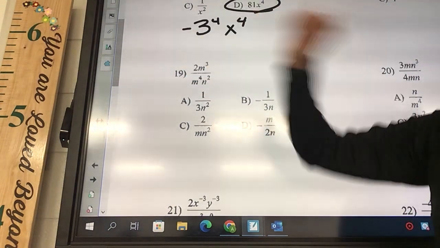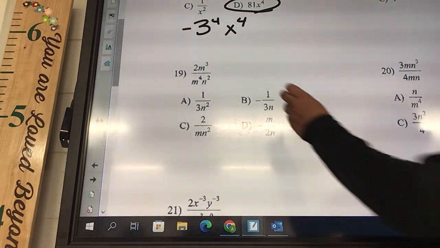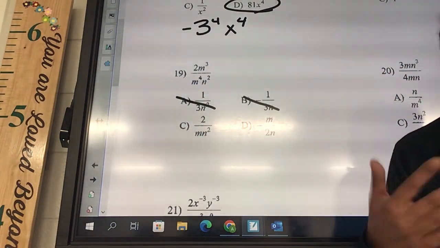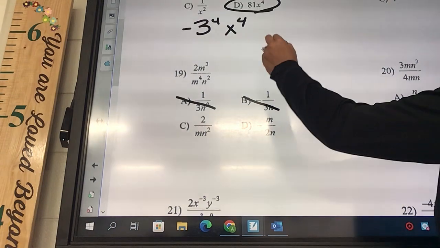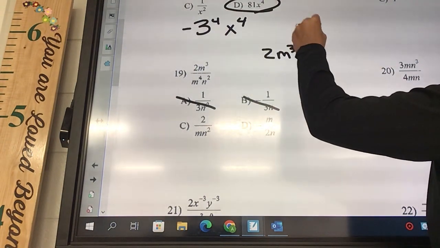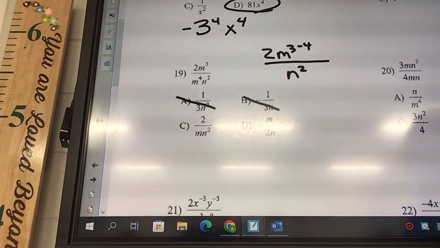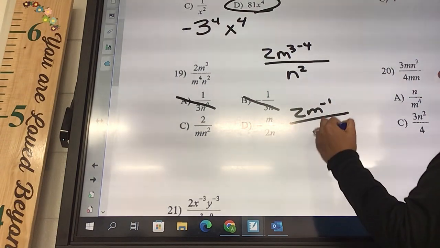Okay, what's my big number? 2. You can't magically just get a 3. So these definitely are not gonna work. You cannot say, well, there's not an n, because we're doing subtraction with these, so they can disappear. So we got 2m to the 3, and we minus the top minus the bottom. It's gonna be minus 4 over n2. What is 3 minus 4? Negative 1, and then an n2.